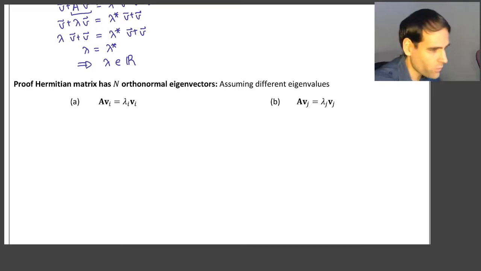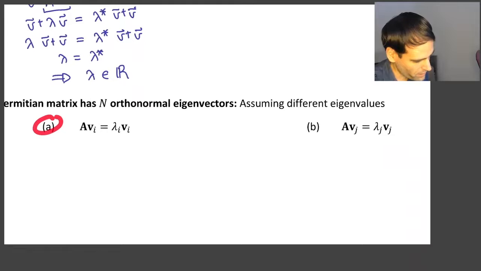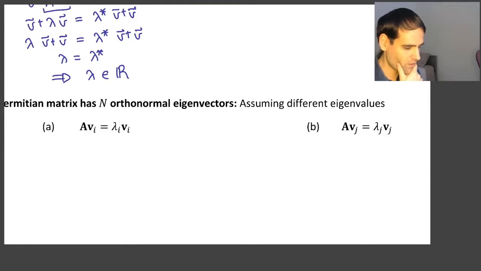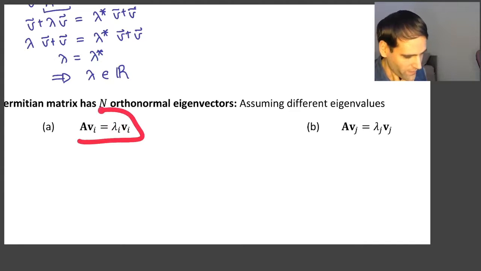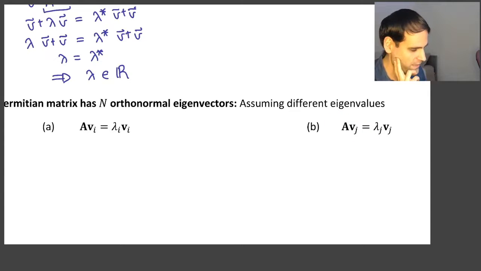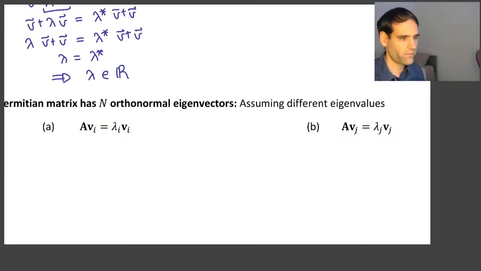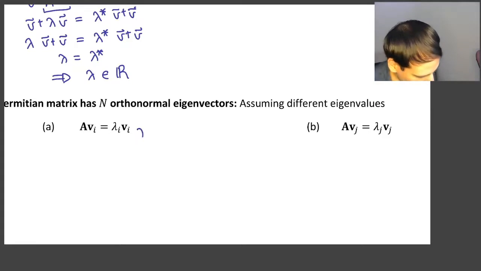Okay, so we are going to start with these two equations that I'm calling A and B. And these two equations are simply the definition of eigenvectors. So we are going to consider two different eigenvectors, Vi, associated with an eigenvalue lambda i. So this is one eigenvector with one eigenvalue, and this is another eigenvector that is different from the first. Vj with an eigenvalue lambda j. And by definition of eigenvectors, these two equations must be true. Okay? So to A, we are going to apply the dagger operation.